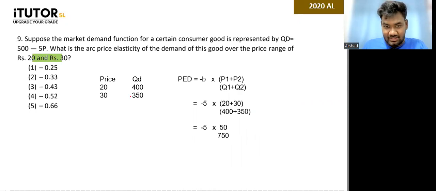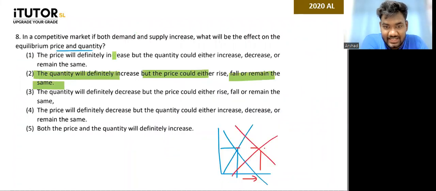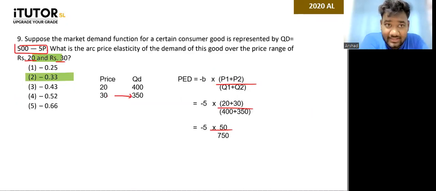350, guys, here. I substituted 30 into the demand equation. QD equals 500 minus 5P, 5 into 30. Instead of P, I put 30, because they're asking here 20 and 30. Minus 0.33333. So that has to be our answer. Are you all okay with that, guys? Fine. Answer for question 8 is 2. Are you all okay with that?